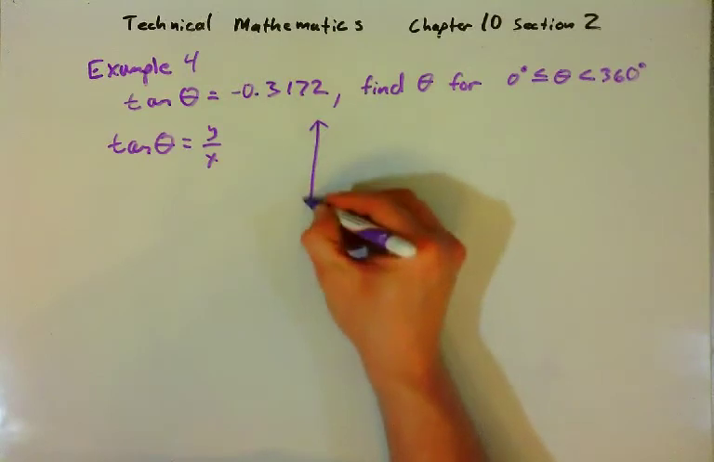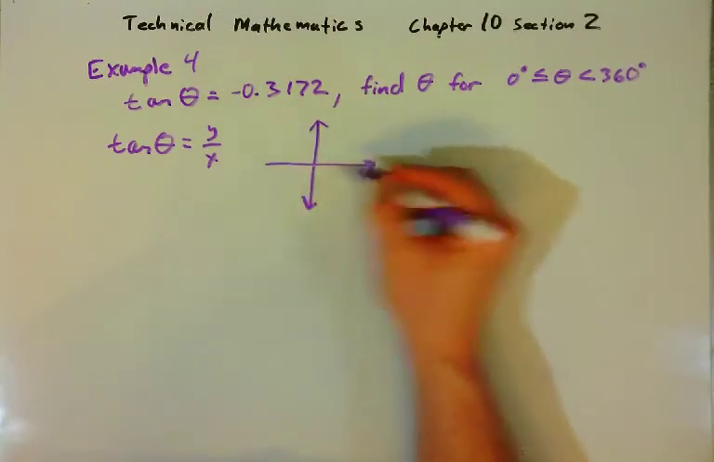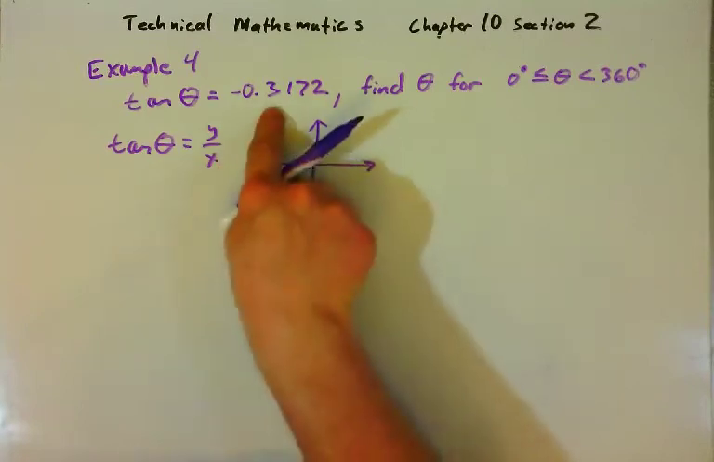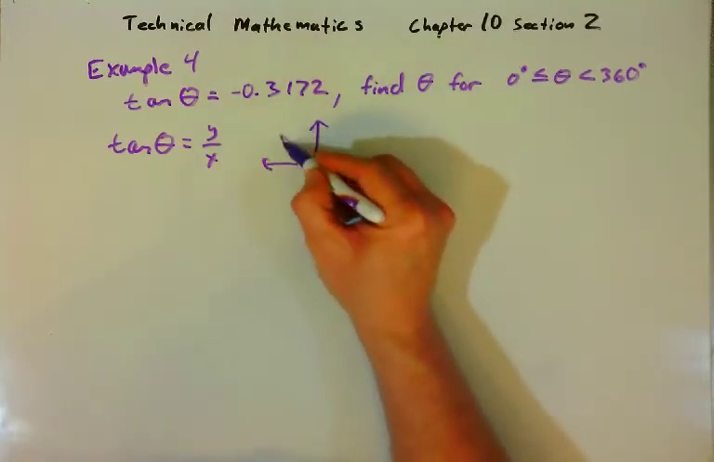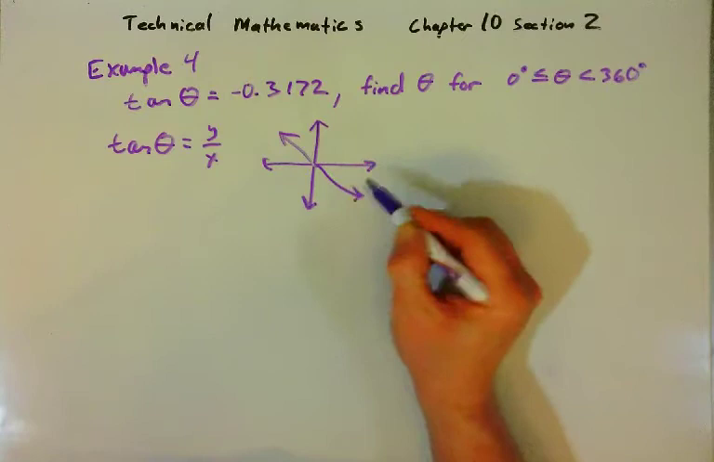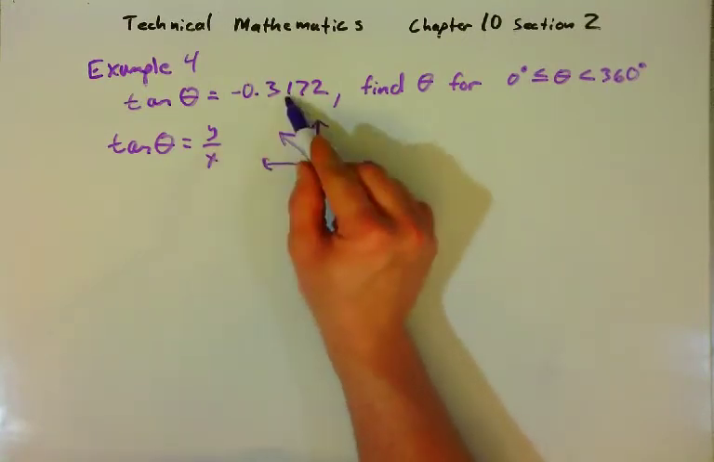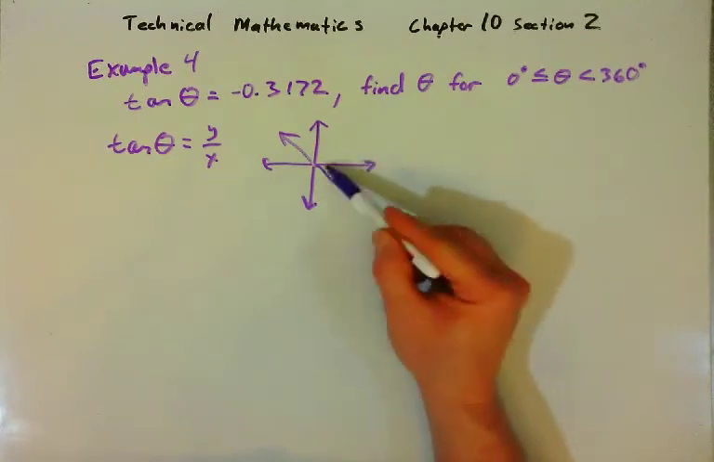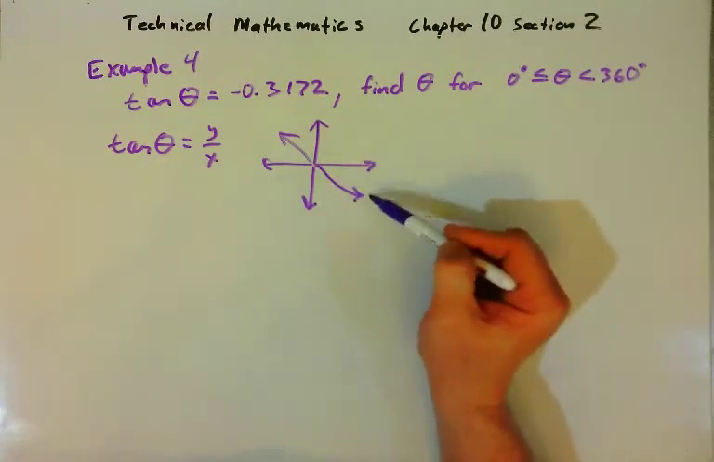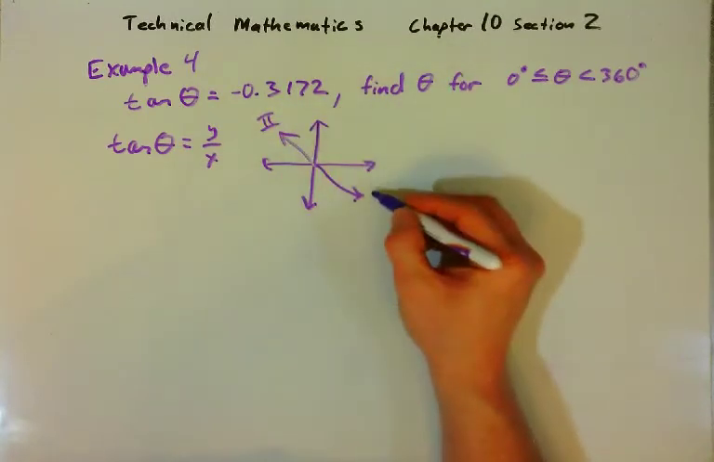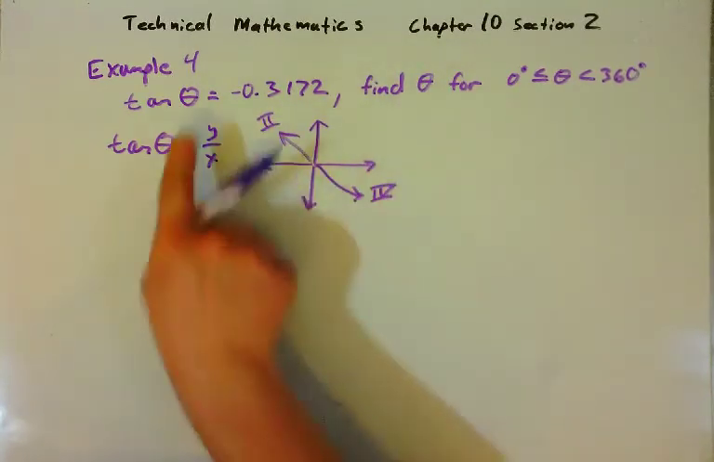And so if we look at the coordinate plane, in order for the tangent of theta to be a negative number, the answer must either be in the second quadrant or the fourth. That's where y is positive and x is negative. When we divide them, we'll get a negative number. Or x is positive and y is negative. Again, when we divide them, we'll get a negative number. So we're looking for answers in either the second or the fourth quadrant.